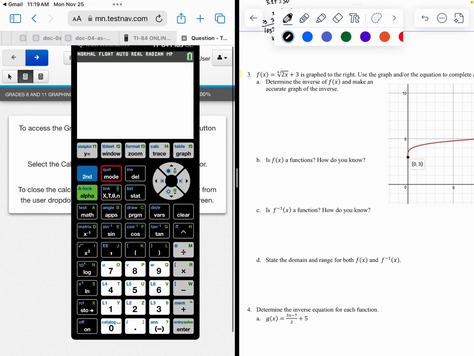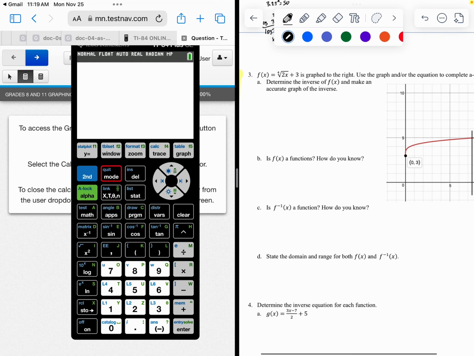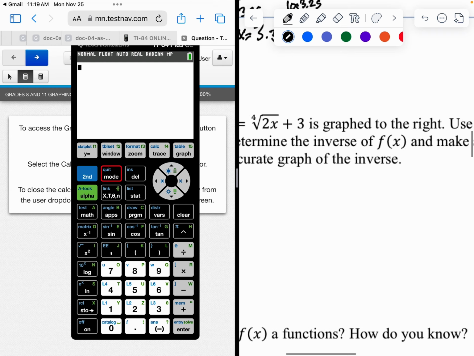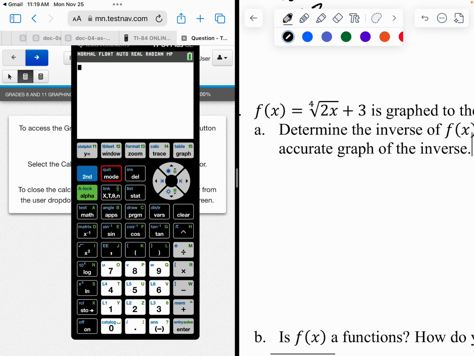Alright, next part. Number 3. Determine the inverse of f of x. Swap x and y. Now solve for y.